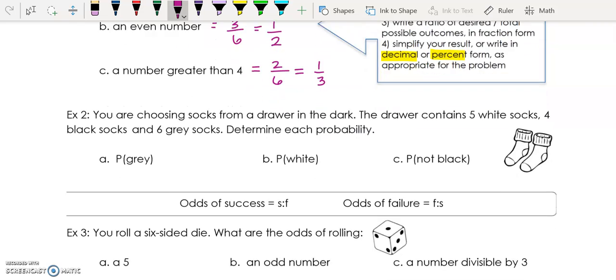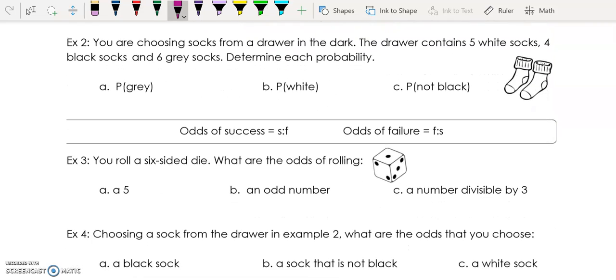Let's check out example 2. You are choosing socks from a drawer in the dark. The drawer contains 5 white socks, 4 black socks, and 6 gray socks. So we'll add the number of socks together, and the total possible outcomes is 15. There are 15 different socks.